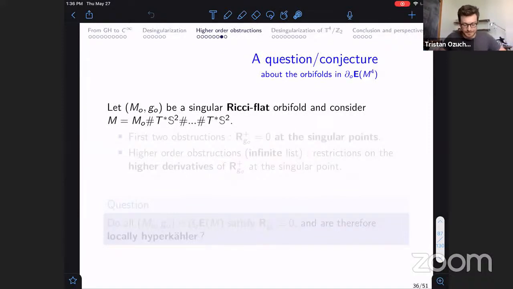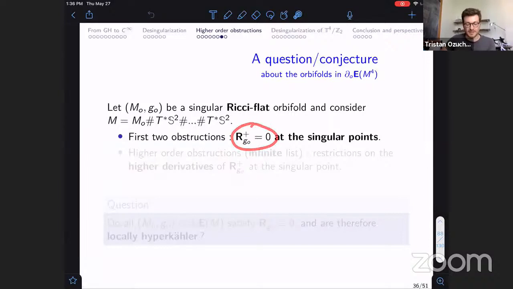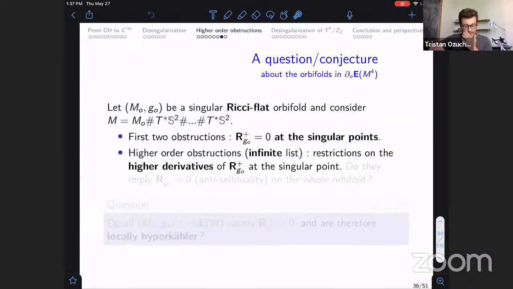So let me now talk about two questions. The first one is that, let's look at a Ricci-flat orbifold and let's try to desingularize it with Augustian metrics. So we have seen that if we want to do it with a Ricci-flat and stable metric, the first two obstructions tell us that you have to have a self-dual curvature at the singular point. But these are just the first two obstructions of an infinite list. And it looks like this, I mean, it hasn't been completely proven, but let's say the first 10 terms, we know that there are restrictions on the higher derivatives of the curvature.